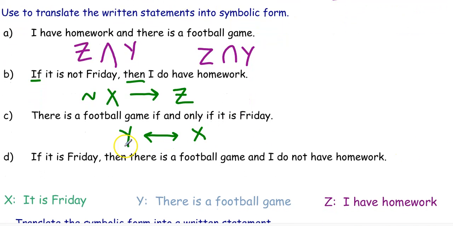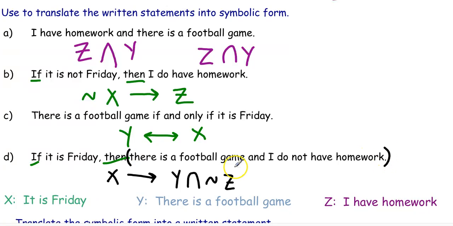And then our last one says, if it is Friday, then, so look at my if then statement. So this means I should have an arrow in the middle. If doesn't get something in the front, we just read the arrow to mean if it is Friday, which is X, then there is a football game and I don't have homework. So we're going to come back up here and use this and symbol again. I don't have homework would mean not Z. And since both of these are kind of in my then statement, we would actually want to put parentheses around that.